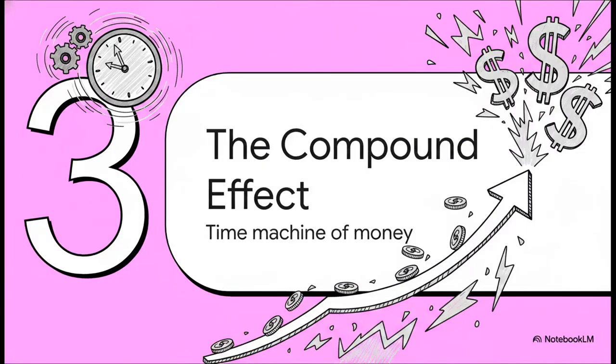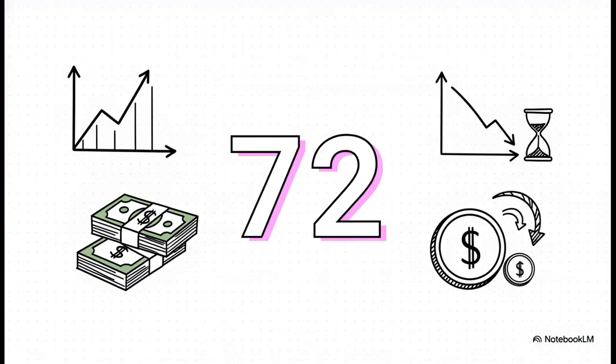Section 3. The compound effect, the time machine of money. Okay, I really want you to remember this number, 72. In finance, there is this brilliant, kind of magical mathematical cheat code known as the rule of 72. It's used to estimate how long it takes for a value to double, or in the case of inflation, to halve, based on a constant rate.